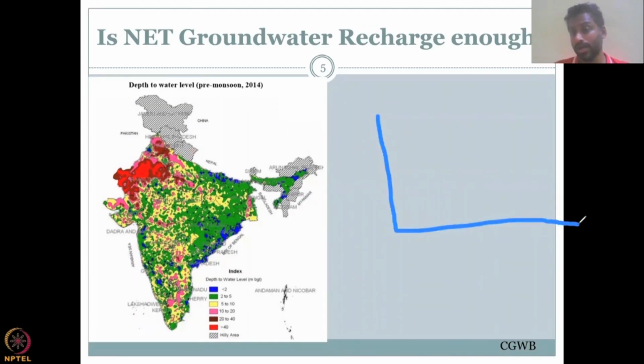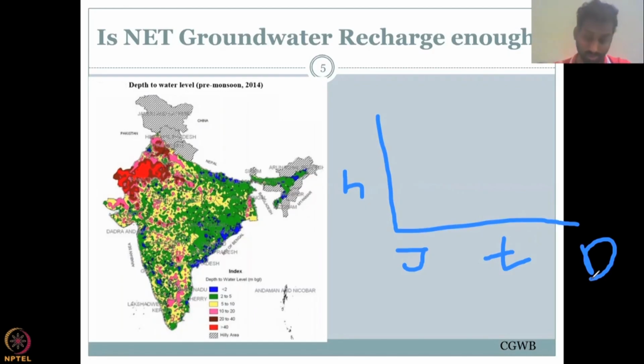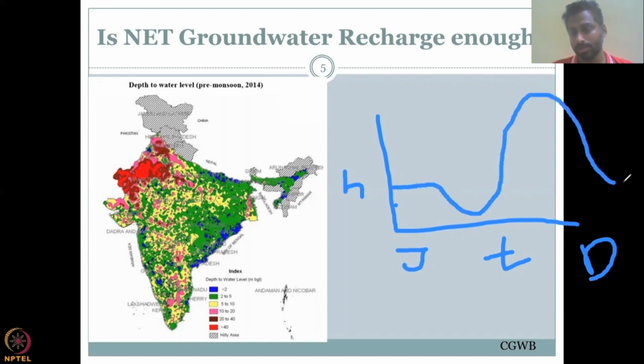So this is your time on the x-axis, and on the y-axis you have your H, which is hydraulic head. Let's do January to December. Normally you do a water year, which means at least here the monsoon starts in June, so I'd do June to June, but let's do calendar because most of you would like to have a calendar year. So the water level would start around here and then come down during your summer and then rise up during your monsoon and then come back to the same value.